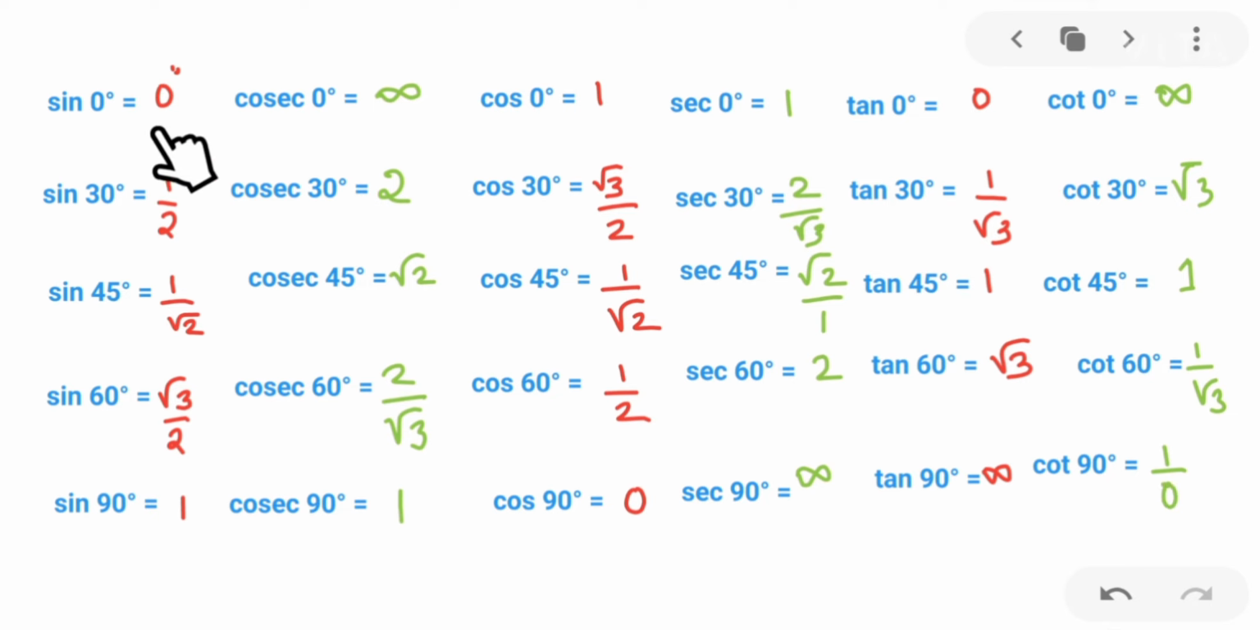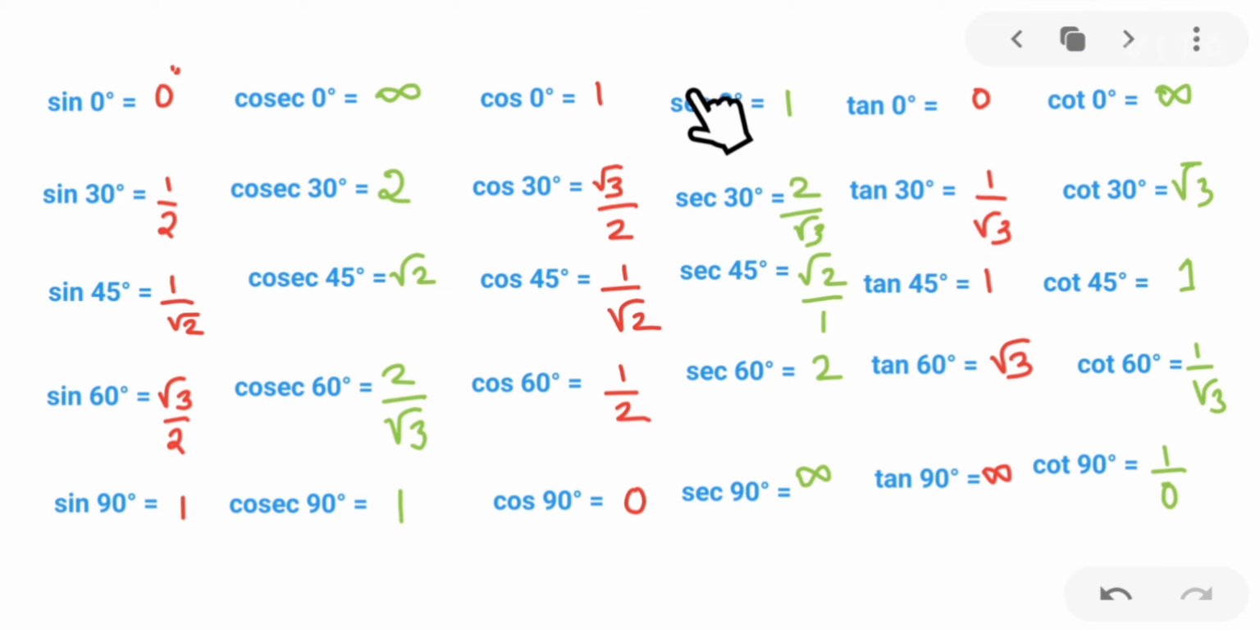So once you know the sine values, all the cosec values can be written just by taking the reciprocal. So 1 by 0 is infinity. For cosec 30, take the reciprocal of 1 by 2, which is 2 by 1, that is 2. Cosec 45 is reciprocal of sine 45, that is root 2 by 1. Cosec 60 is the reciprocal of sine 60, so reverse it, 2 by root 3. And cosec 90 is the reciprocal of sine 90, so 1's reciprocal is 1.